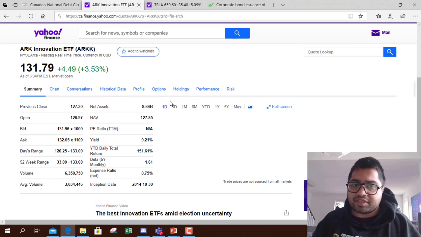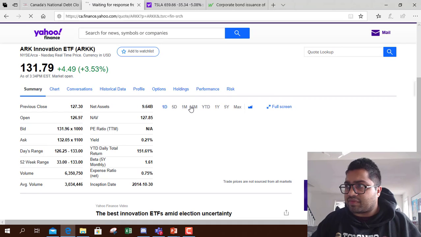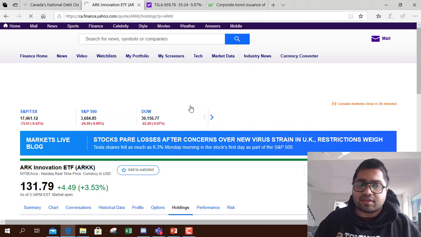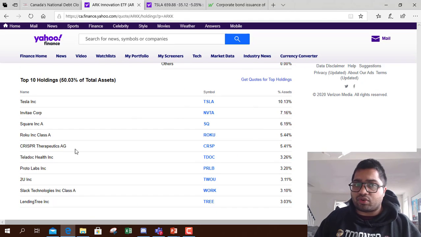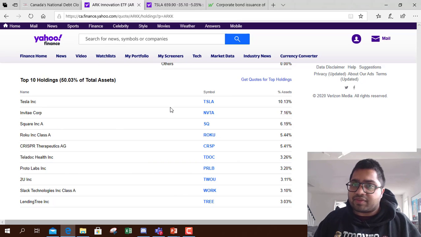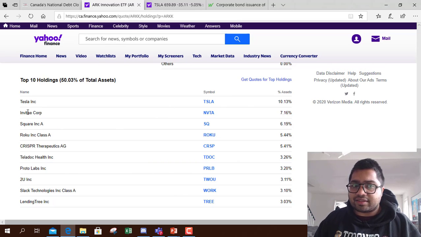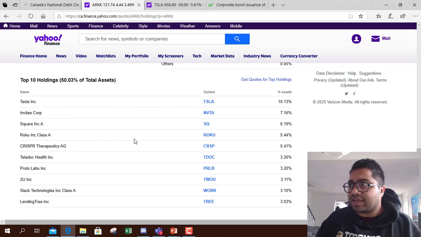So where is it making investments? ARK generally makes investments in innovative companies. So if you look at holdings for ARK, they have given the top 10 holdings, right? There are other holdings too. So they have made investments in Tesla. Then this is Nvidia. Then a genomics company, Square, Roku, Teladoc. All these companies they have made investments in.